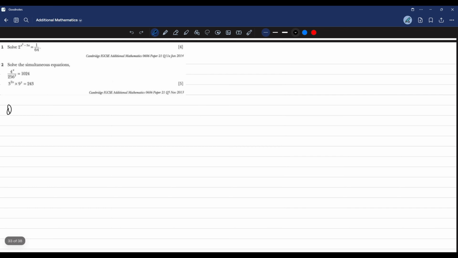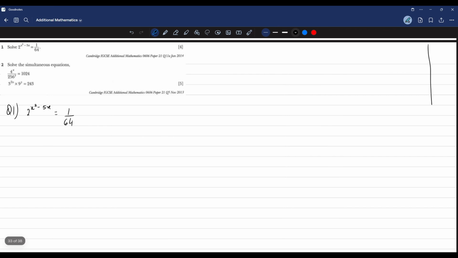So for question number one, we have a simple one: solve 2 raised to the power x squared minus 5x equals 1 over 64. We have done the concept of indices and surds, and we know that in order to solve this type of question, we have to try to make the 64 into a base of 2. So we have to make the other side a base of 2 also.